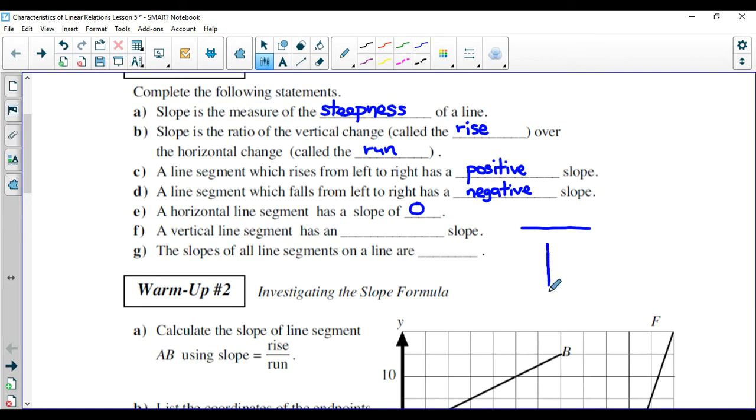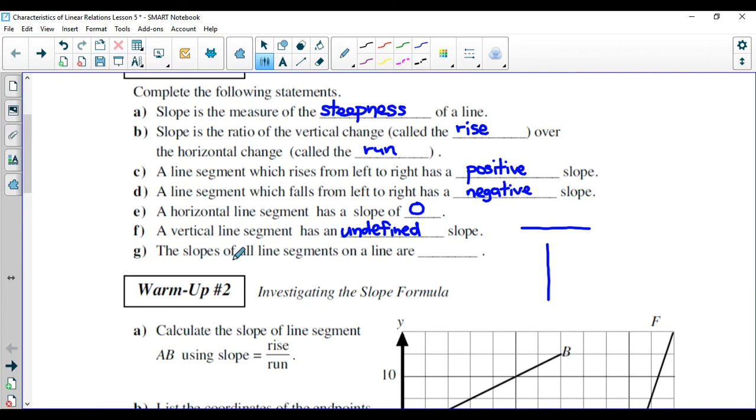A vertical line segment, on the other hand, has no run. There's no horizontal distance to this, but it has all vertical distance. So we can say a vertical line segment actually has an undefined slope, because what you'd be doing in the slope equation is dividing by a run of 0, and dividing a number by 0 gives you undefined. Essentially what that means is the steepness is infinite. It's like scaling a wall vertically would be like scaling a wall that has a slope that's infinitely large.